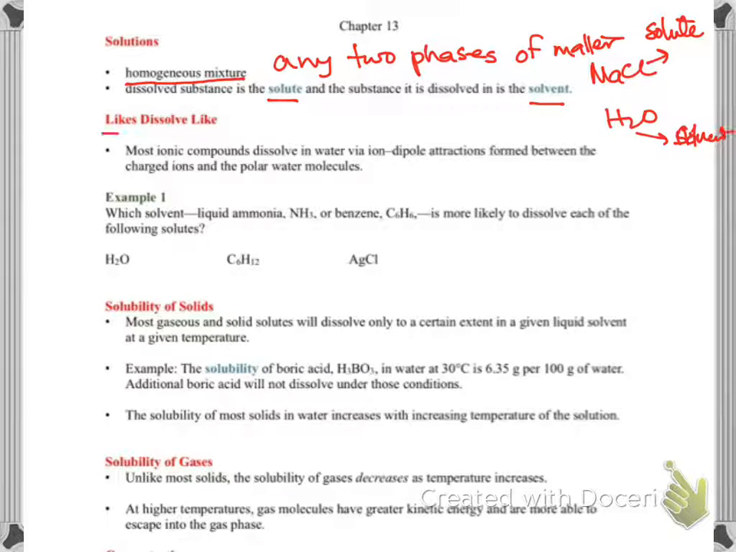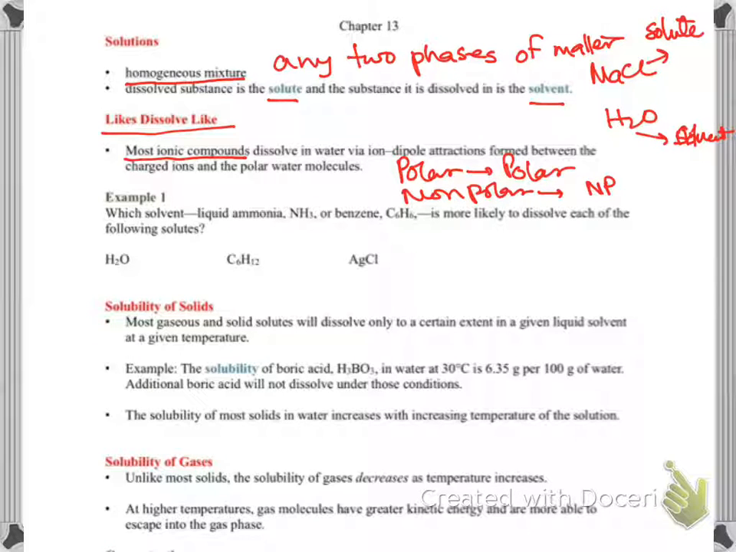Like dissolves like, and we have discussed this before in previous classes: polar compounds dissolve in polar solvents and non-polar dissolves in non-polar. Most ionic compounds are highly polar, so they will dissolve in polar solvents.